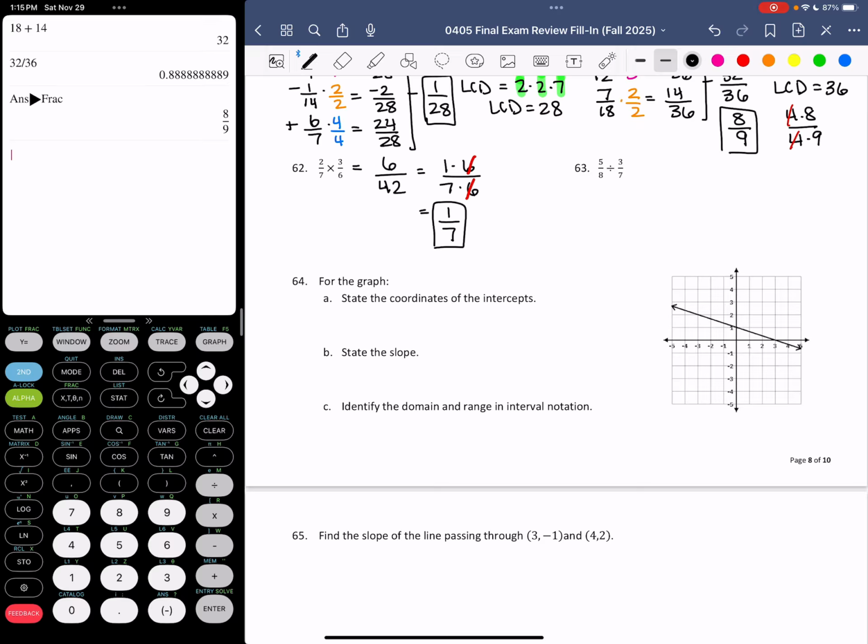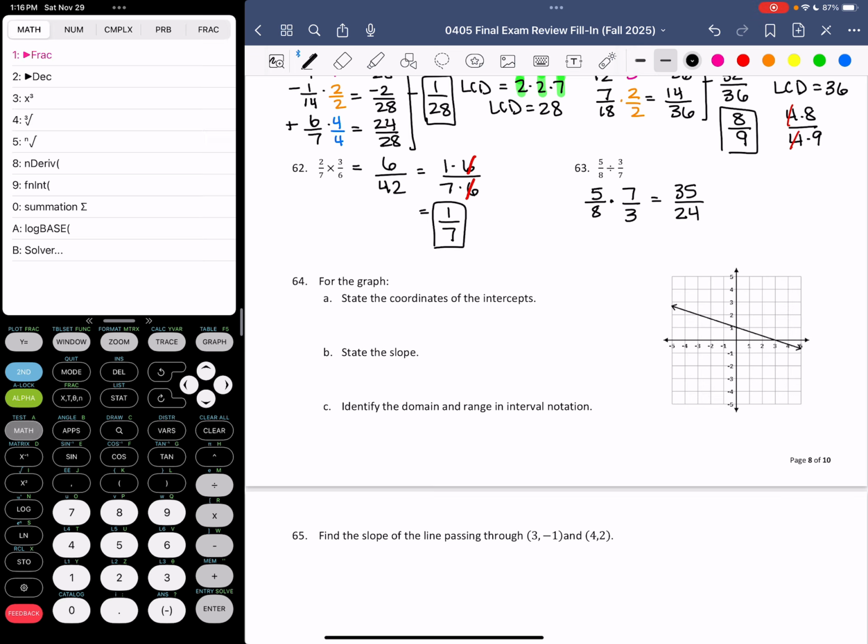All right. Now, when you divide fractions, though, you need to do the keep, change, flip, right? So keep the first one, change to multiplication, flip the second one, and then you do the same as what you just did on number 62, straight across. 5 times 7 is 35, and 8 times 3 is 24. And I don't know that those numbers have anything in common. 35 divided by 24. Nope, doesn't look like it.